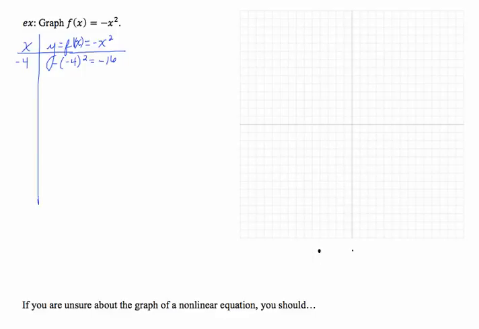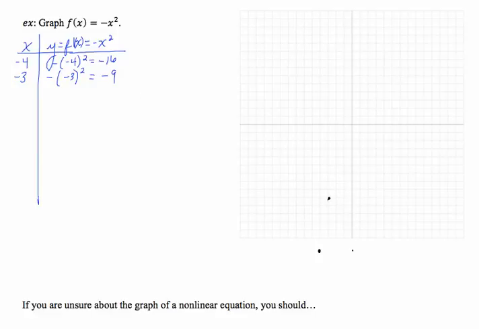Okay, let's plot another point. Let's try negative 3. If x is negative 3, we'd have the negative of negative 3 squared. Those parentheses you have to have or it's not correct. So that would be the negative of negative 3 squared is 9, so negative 9. So when x is negative 3, y is negative 1, 2, 3, 4, 5, 6, 7, 8, and 9, right about there.